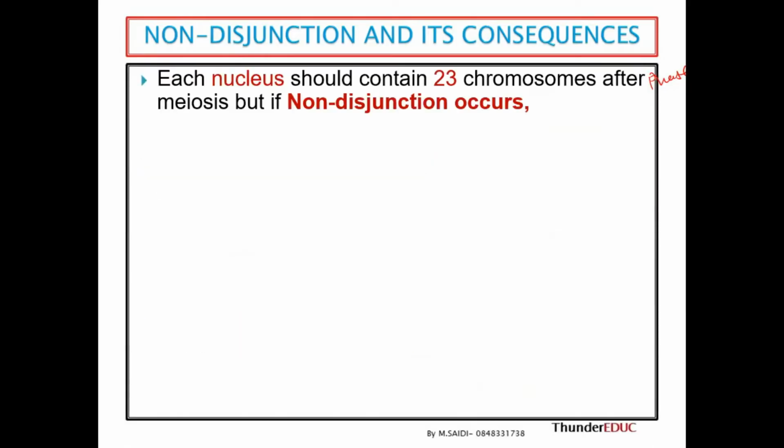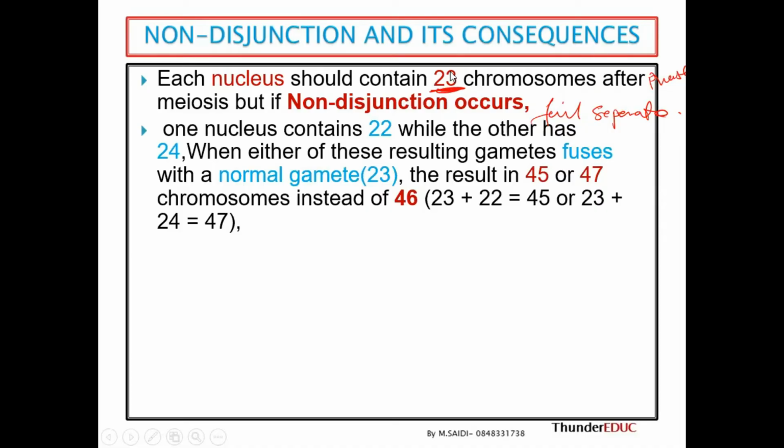So each nucleus should contain 23 chromosomes. You have to know that if it is a human cell, each nucleus must contain 23 chromosomes after meiosis. But if non-disjunction occurs, it means the chromosomes fail to separate. That's what you call non-disjunction during anaphase. If the chromosomes fail to separate, then this number of 23 will not be brought about. So what happens in non-disjunction?